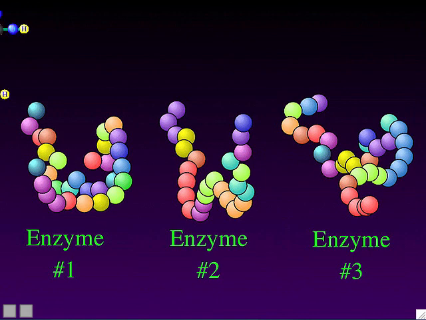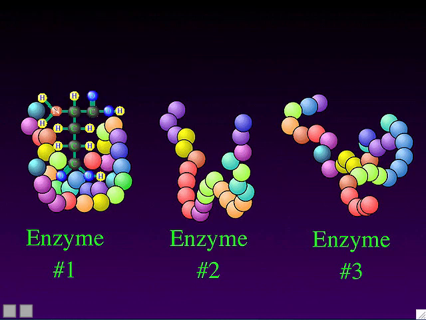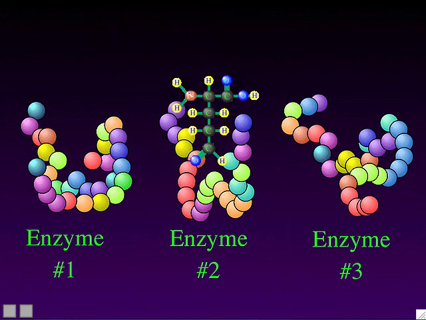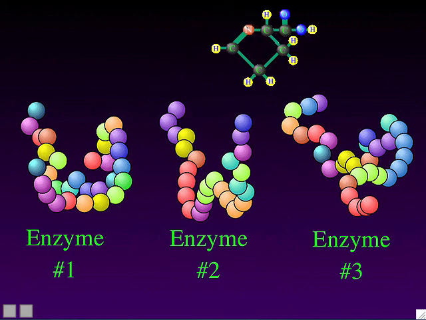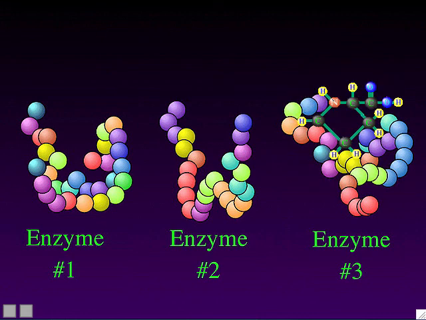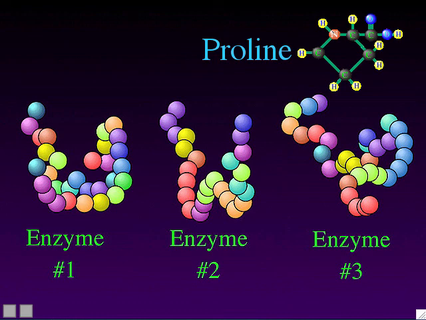So the first enzyme binds the glutamate. Here it is. It fits in the active site of enzyme number 1, and then enzyme number 1 makes a small change and then hands the molecule to enzyme number 2, goes into that enzyme's active site. Enzyme number 2 makes a small change, passes off the molecule to enzyme number 3, which makes its own small change, and then what comes out of enzyme number 3 is the proline. So this metabolic pathway, these three enzymes working as a team, were able to change the glutamate into the proline molecule.